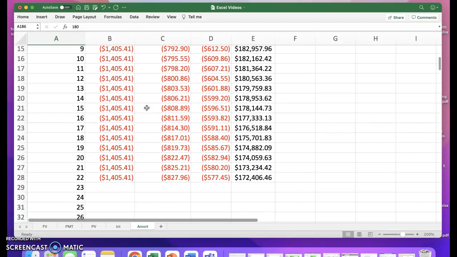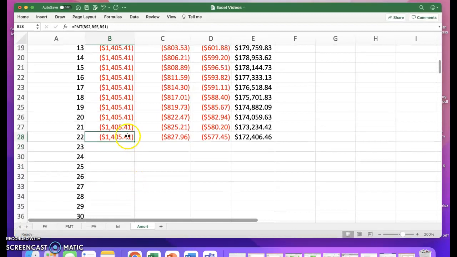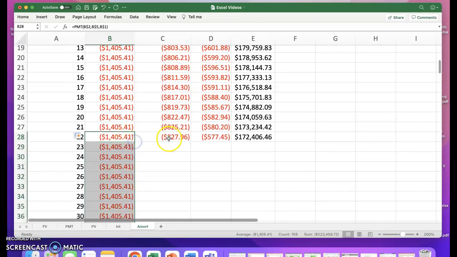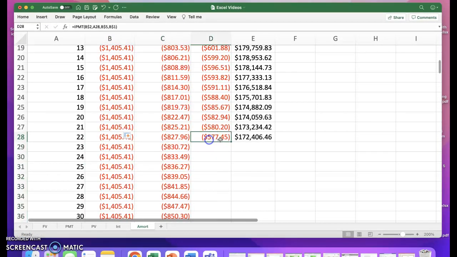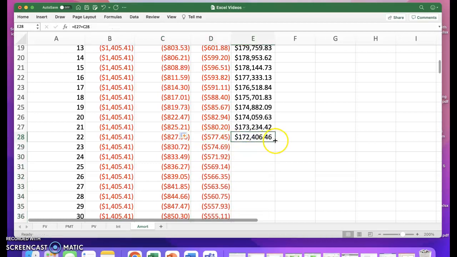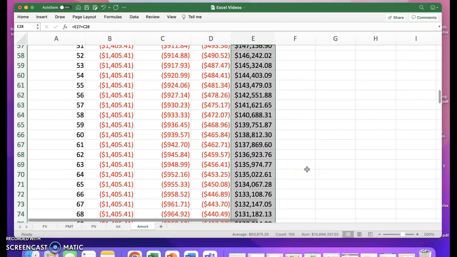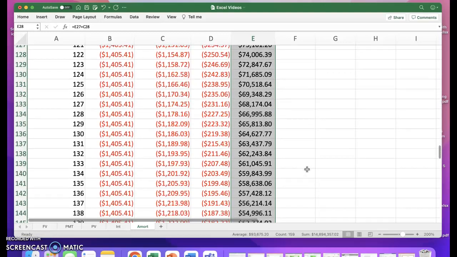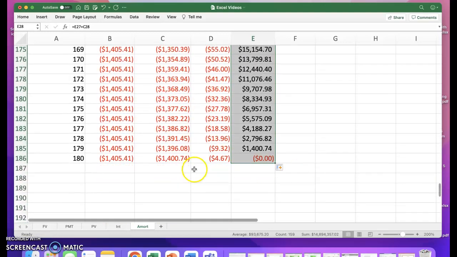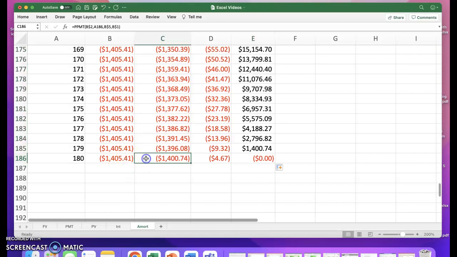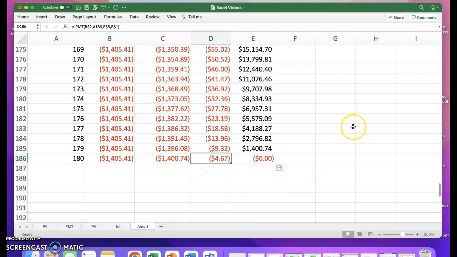So if I scroll back up, all 4, B, C, D, and E, have formulas. So if I just highlight the last and double click in that bottom right-hand corner, it's going to autofill using my formula all the way to the end. Okay, so if I scroll down, you can see my balance is going down. When I get to 180, that very last payment, $1,474 goes to principal. I'm only paying $4.67 in interest on that last payment.